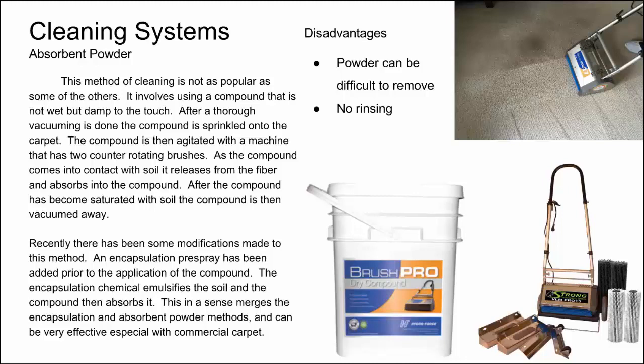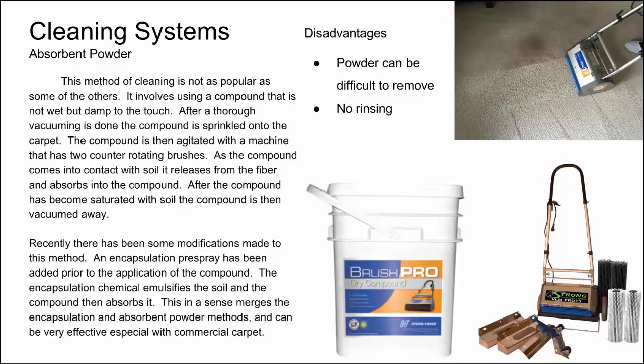As the compound comes into contact with the soil, it releases from the fiber and absorbs into the compound. In a sense, it's emulsifying the oils and the soils into the compound. So the compound is more absorbent than the fiber. After the compound has become saturated with soil, it will actually turn color if there's a sufficient amount of dirt on the carpet and oils. The compound's going to be changing to a darker shade. Then the compound is vacuumed away.